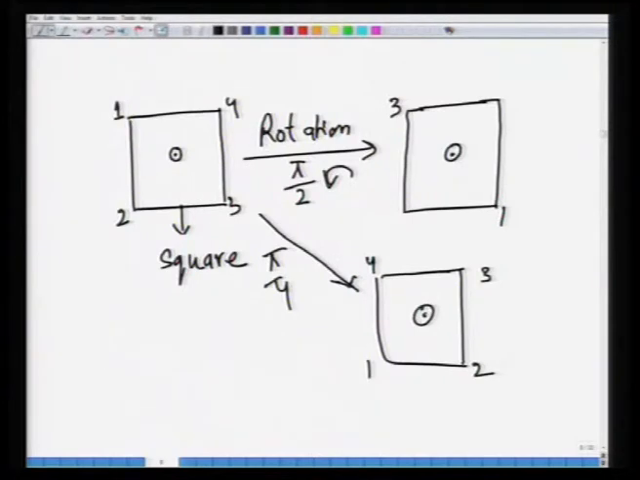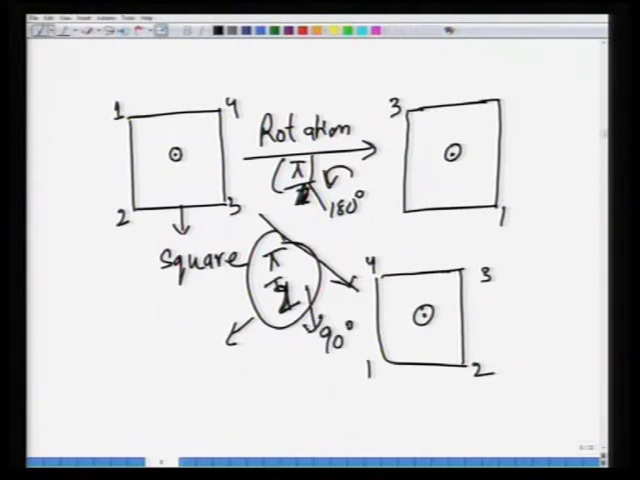Sorry, hang on, this should have been pi, and this should be pi by 2. So, this is 180 degrees, this is 90 degrees. So, please note that this was pi and this was pi by 2. So, if you now rotate this by 90 degrees, it again comes back to the original situation, and this is called 4-fold rotation.